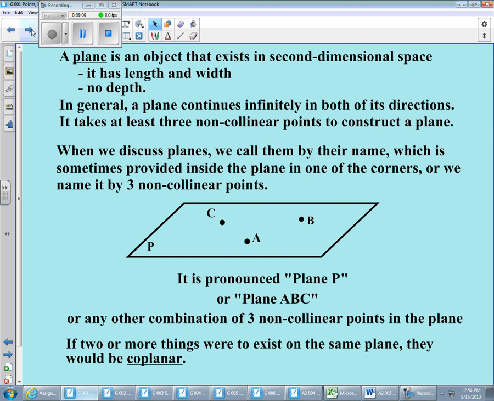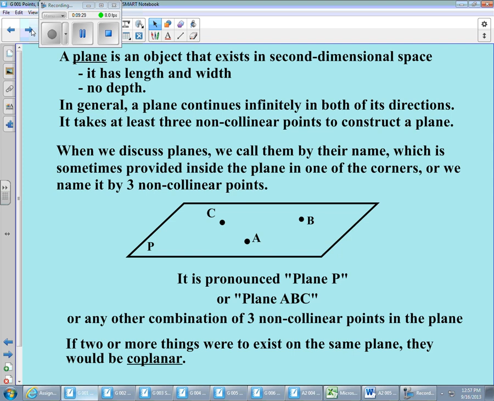Okay, Euclid's last structure is the plane. Planes exist in two-dimensional space, meaning they have length and they have width, but they have no depth. Okay, this is closer to the real world for us than any other thing, because we can understand a surface. But again, we can't actually see a plane in the real world because it has no depth.